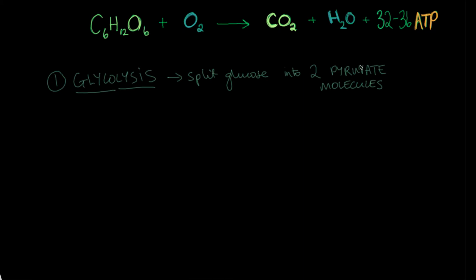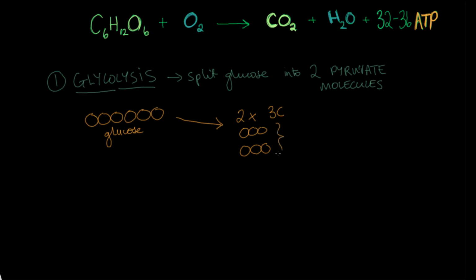Okay, so what we're doing here is taking a 6-carbon molecule, which is glucose, and splitting that into 2 times 3 carbon molecules. So 1, 2, 3, 1, 2, 3. Each one of these is a 3-carbon pyruvate molecule. So all of the steps from this point onwards that we apply to 1 pyruvate molecule, we're going to do twice per glucose molecule.